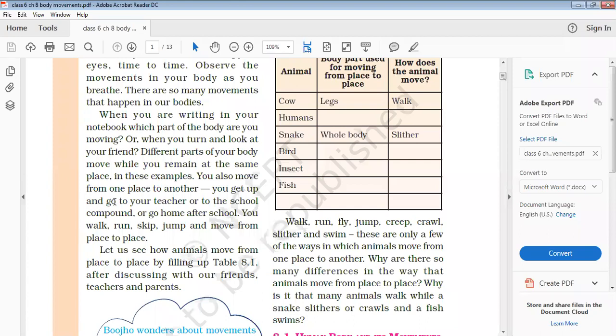While you remain at the same place, in these examples, you also move from one place to another. You get up and go to your teacher or to the school compound or go home after school. You walk, run, skip, jump and move from place to place.